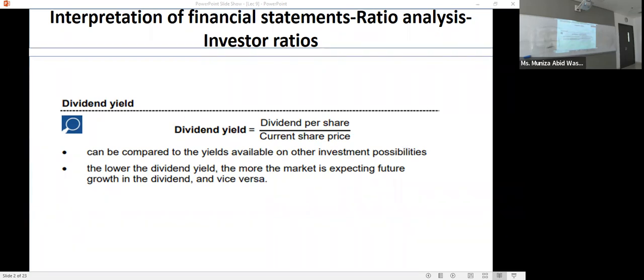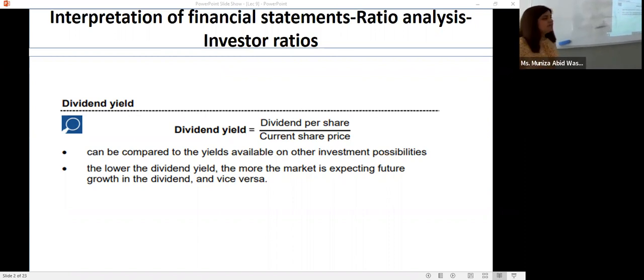It is dividend yield. It can be compared, they say, to yields available on other investment possibilities. The organizational investors will be looking at different kinds of investments and the returns which are provided on them.